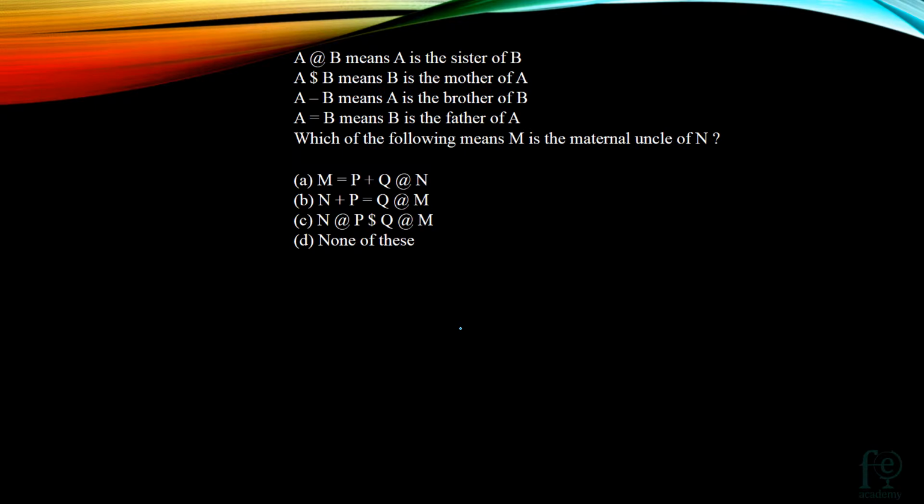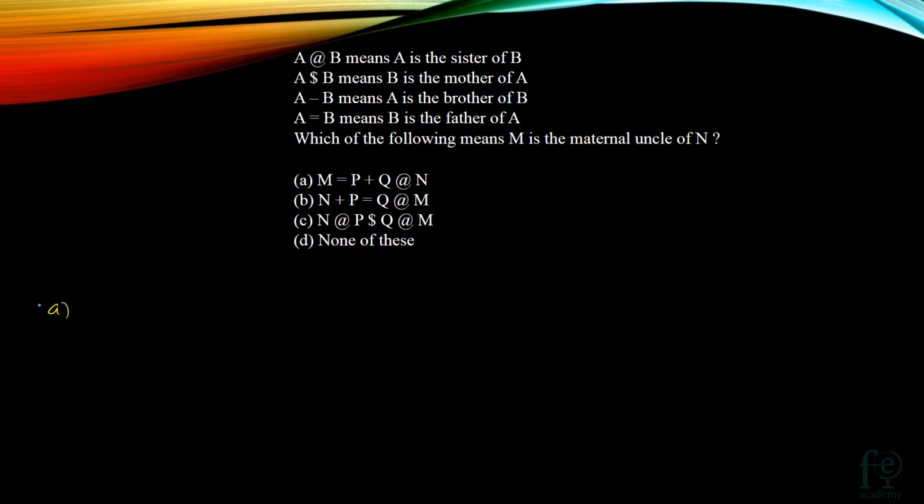Now let's go to the last question of the video. A at B means A is the sister of B. A dollar B means B is the mother of A. A minus B means A is the brother of B. A equal to B means B is the father of A. Which of the following means M is the maternal uncle of N? So same question as question number 1.